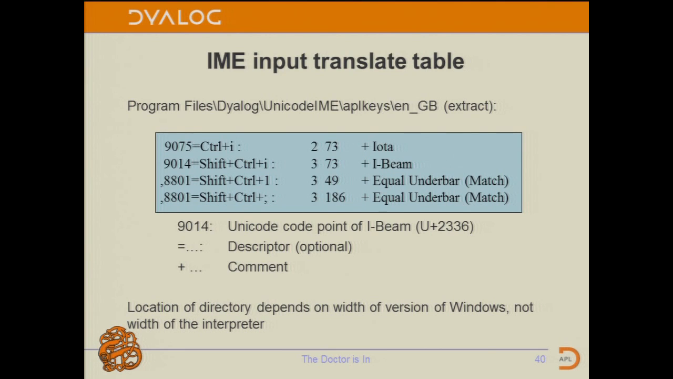If in the translate table you want to have multiple keystrokes for the same one, you merely precede both of them with a comma. Please note that the location of the translate tables depends on the width of the version of Windows and not on the width of the interpreter you're using. So if you have a 64-bit version of Windows and you run a 32-bit version of Dyalog APL, it will still appear in Program Files and not Program Files x86.